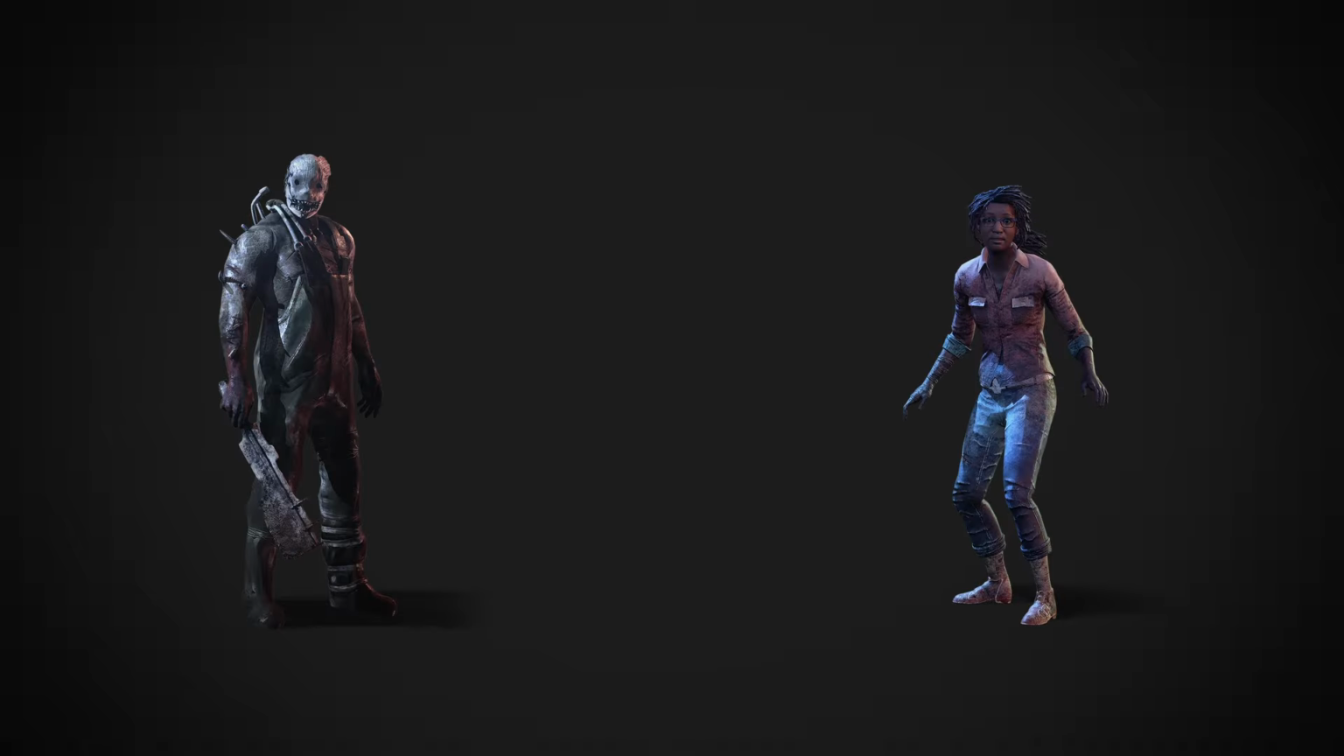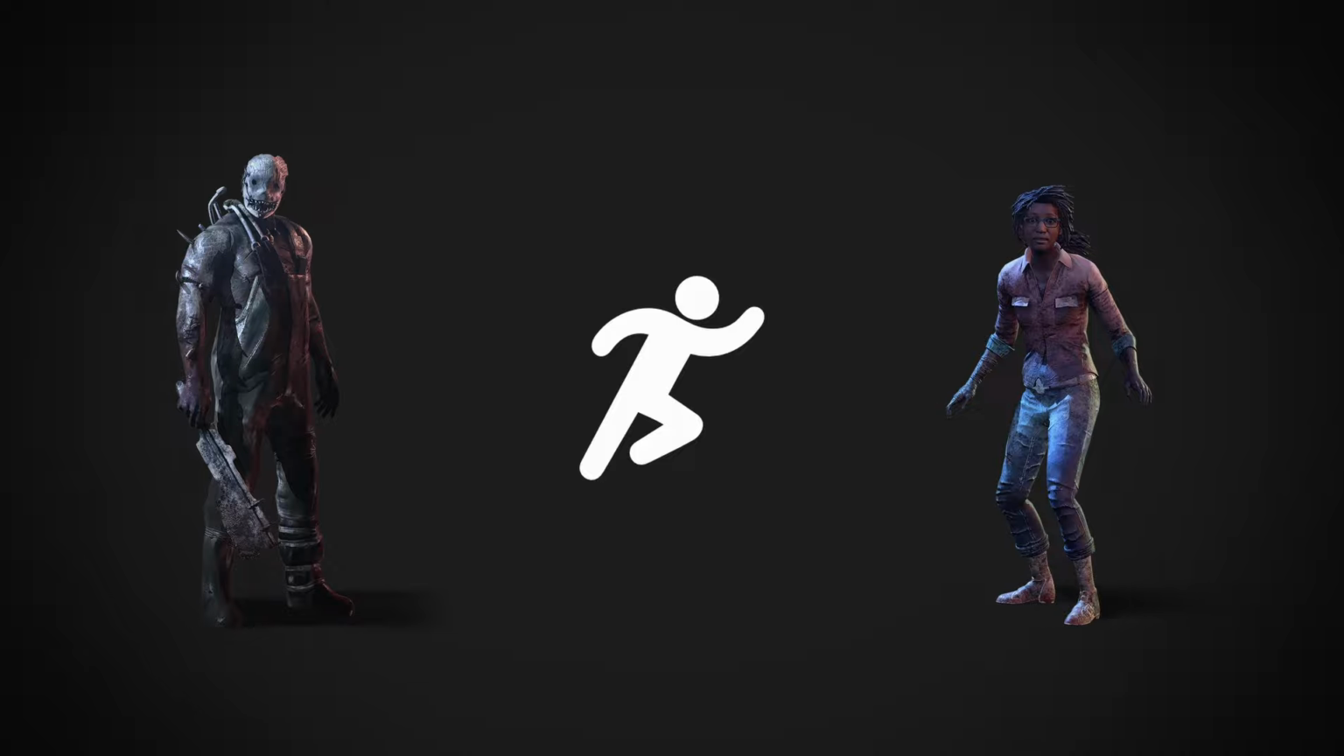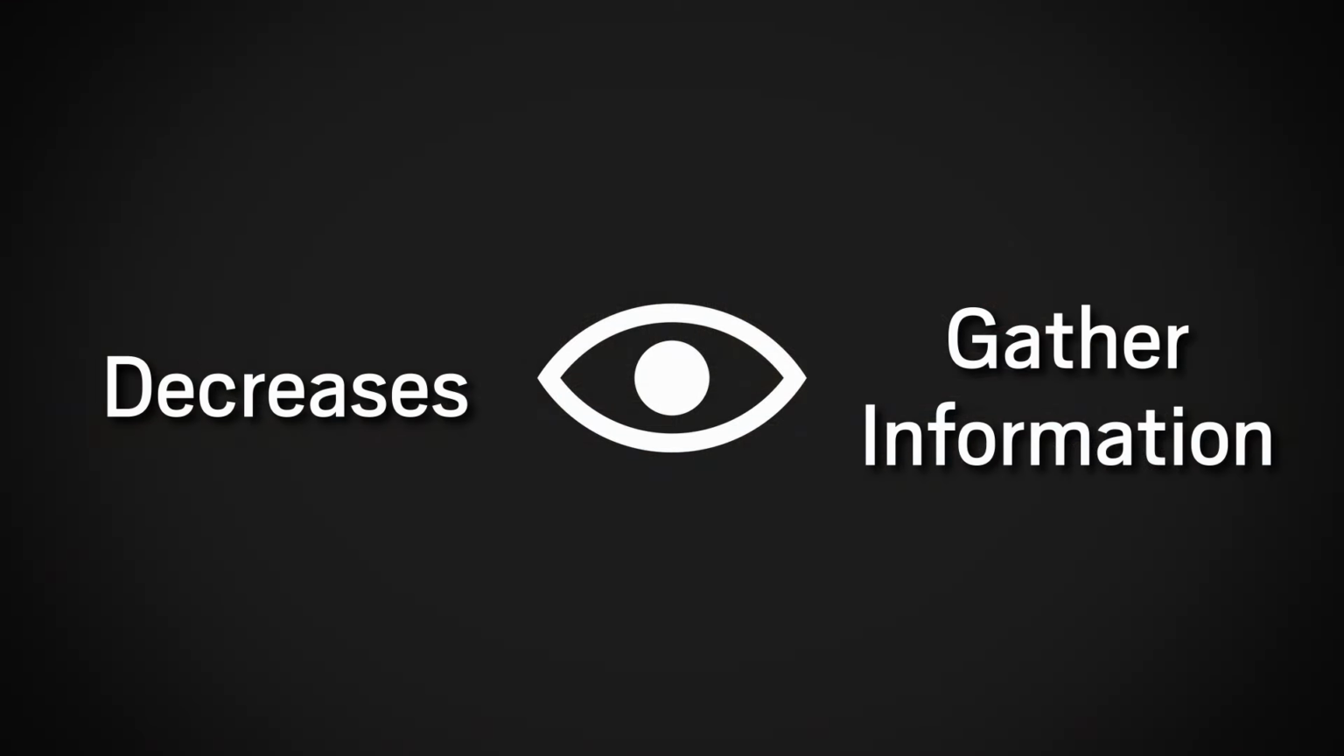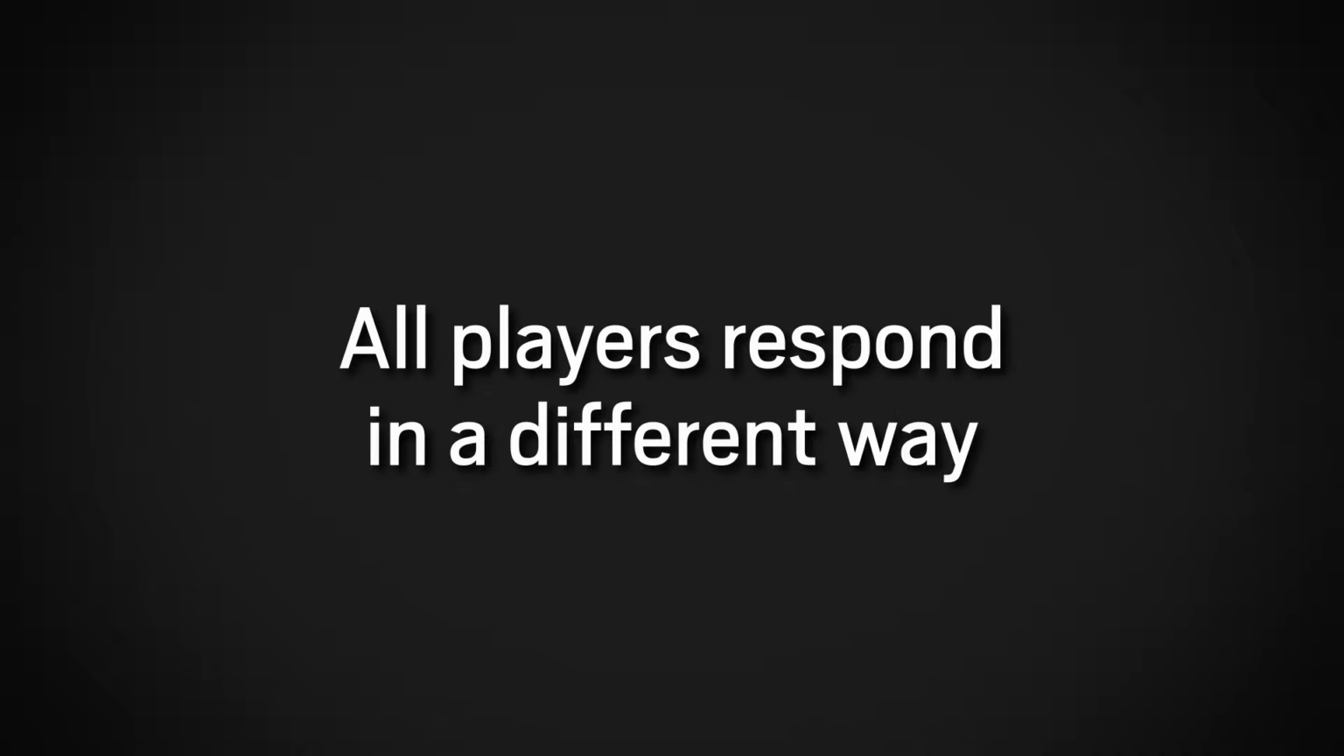It's this sudden shift that can spike tension, as players realise the killer is closer than they thought, which can trigger their fight or flight response, causing their heart to beat faster and stronger, breathing becomes quicker and deeper, and their awareness of their surroundings could be increased as they try to gather more information, or maybe it decreases because they focus more on the threat. All players respond in a different way.